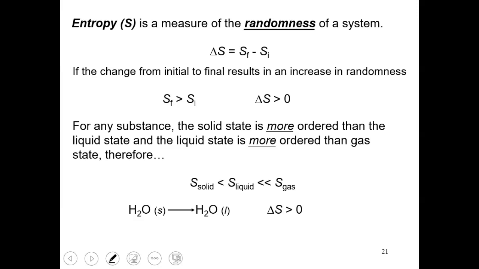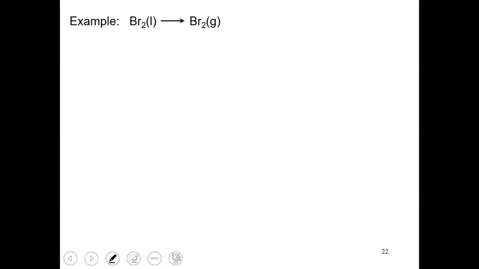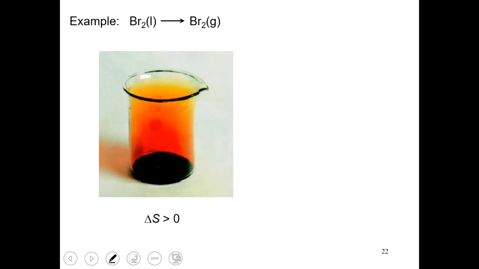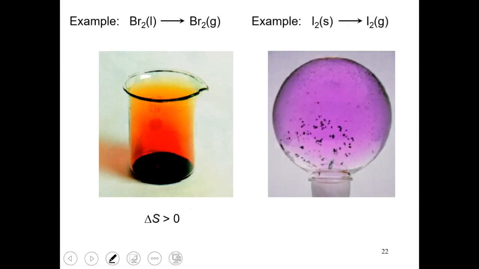Okay, I put some pictures here for you. For example, let's say the vaporization of bromine from liquid to gas. We expect the gas state to be higher in entropy and therefore would have a positive change in entropy. The sublimation of iodine, solid to gas, should also proceed with a positive delta S, right? Okay, you get the idea, right?